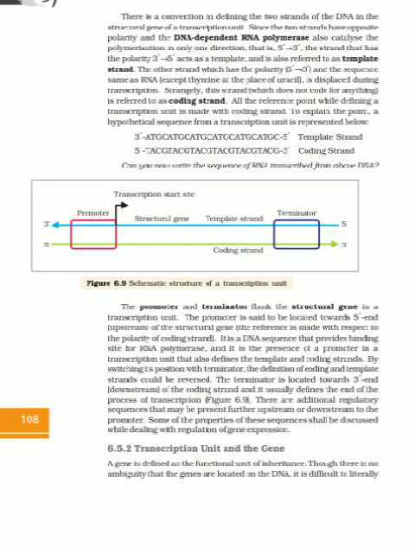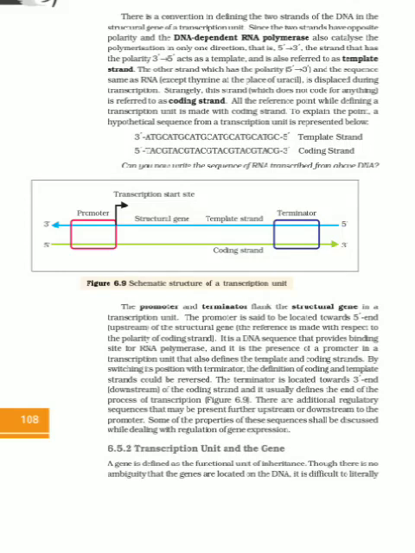To explain the point, a hypothetical sequence from a transcription unit is represented below. The promoter and terminator flank the structural gene in a transcription unit. The promoter is said to be located towards the 5' end, upstream of a structural gene. The reference is made with respect to the polarity of the coding strand. It is a DNA sequence that provides a binding site for RNA polymerase, and it is the presence of a promoter in a transcription unit that also defines the template and coding strands. By switching its position with the terminator, the definition of coding and template strands would be reversed.